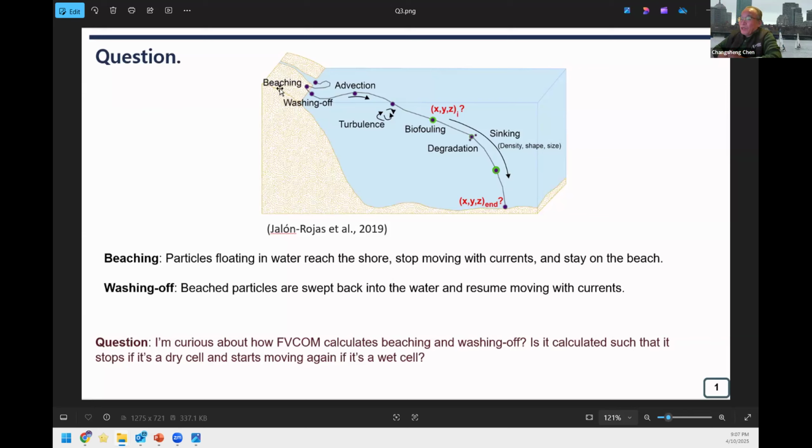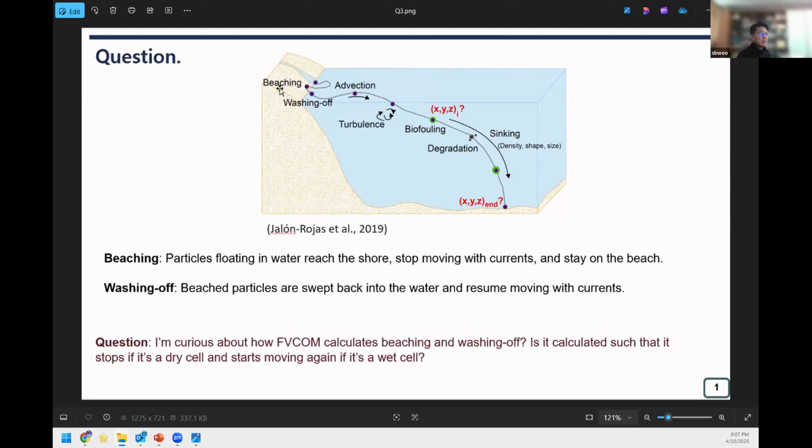That's the same case for the beach, okay? That's why nowadays there's a lot of garbage or trash that stays on the beach or tidal flat.